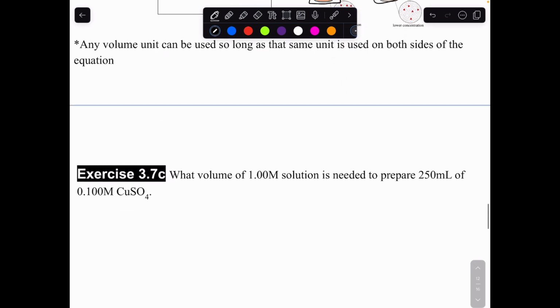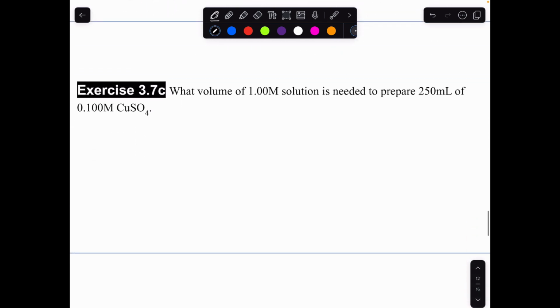All right, let's try a problem. This one says, what volume of a 1 molar solution is needed to prepare 250 mL of a 0.1 molar solution of copper sulfate? The key thing here is we want to identify what is our MCVC and our MDVD. So what is being diluted? What is the concentrated side?